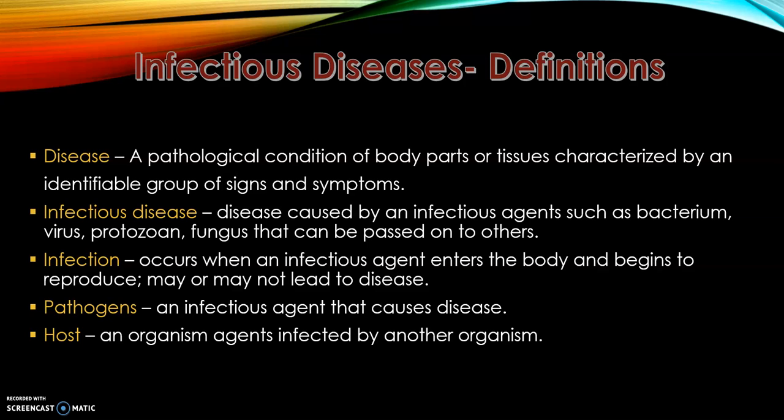Infectious disease. Disease caused by an infectious agent such as bacteria, virus, protozoa, fungus that can be passed on to others. Infection occurs when an infectious agent enters the body and begins to reproduce, and may or may not lead to disease. Pathogen. An infectious agent that causes disease is called a pathogen. Host. An organism infected by another organism is called a host.